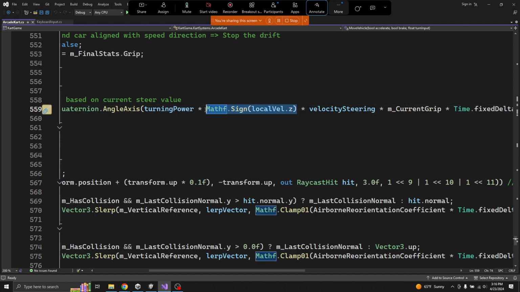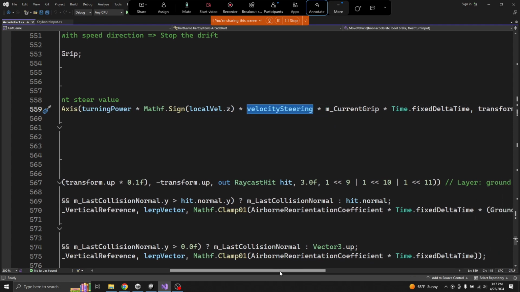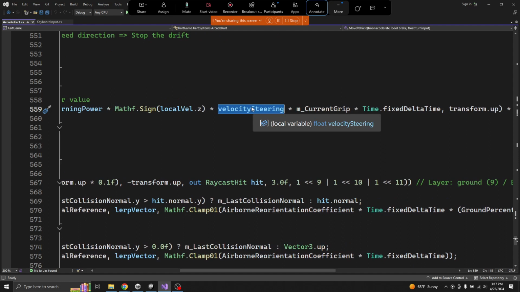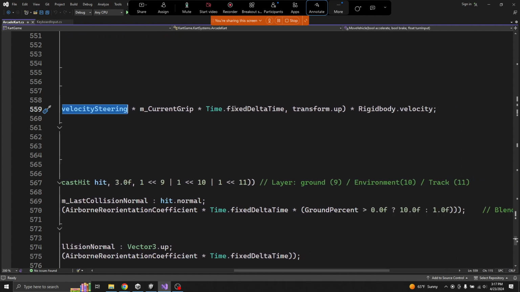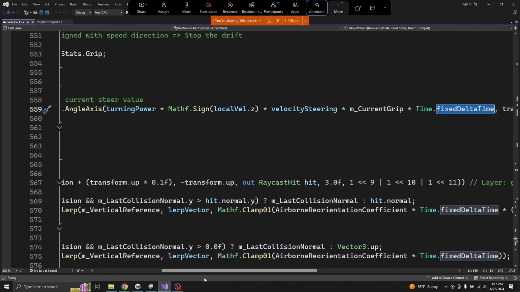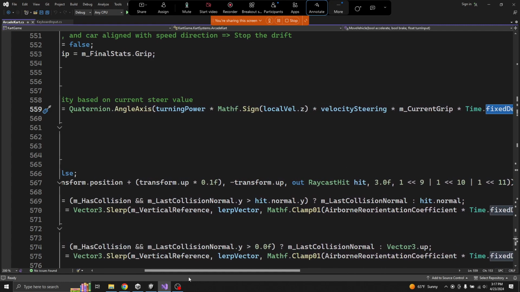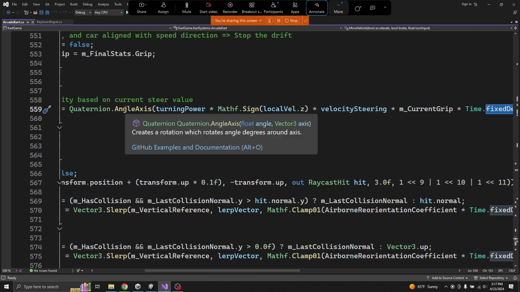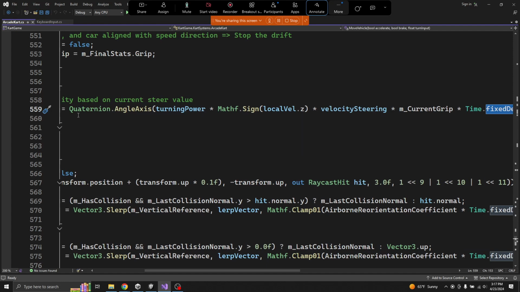If we're moving forward, our turning power stays in the normal direction. If we're moving backward, we have to flip, invert our turning power, or I should say negate it. And then multiply it by our velocity steering, so how much of our velocity and steering is currently coming through in our current grip. And then multiply that by how much time has passed, a small fraction of a second, because we're in our fixed update loop. All of that evaluates to the angle we're trying to figure out.